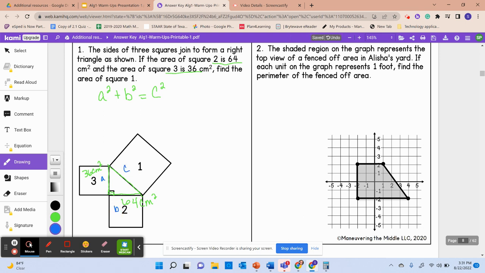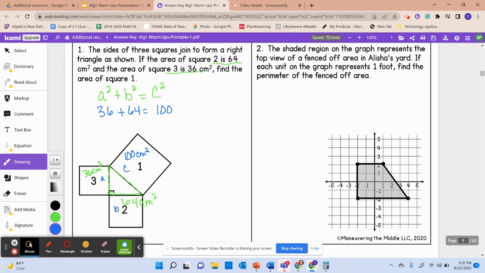So now we already know A squared is 36 plus B squared is 64, and that's going to add up to equal C squared. 36 plus 64 is 100. So square number 1 is 100 centimeters squared.